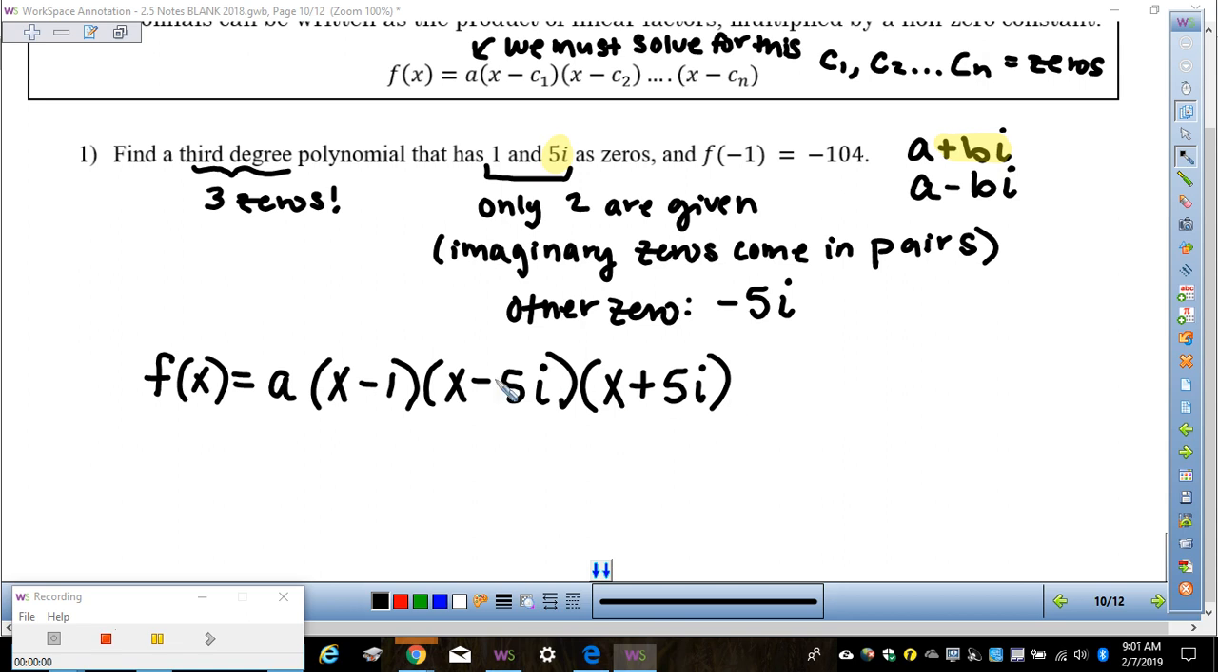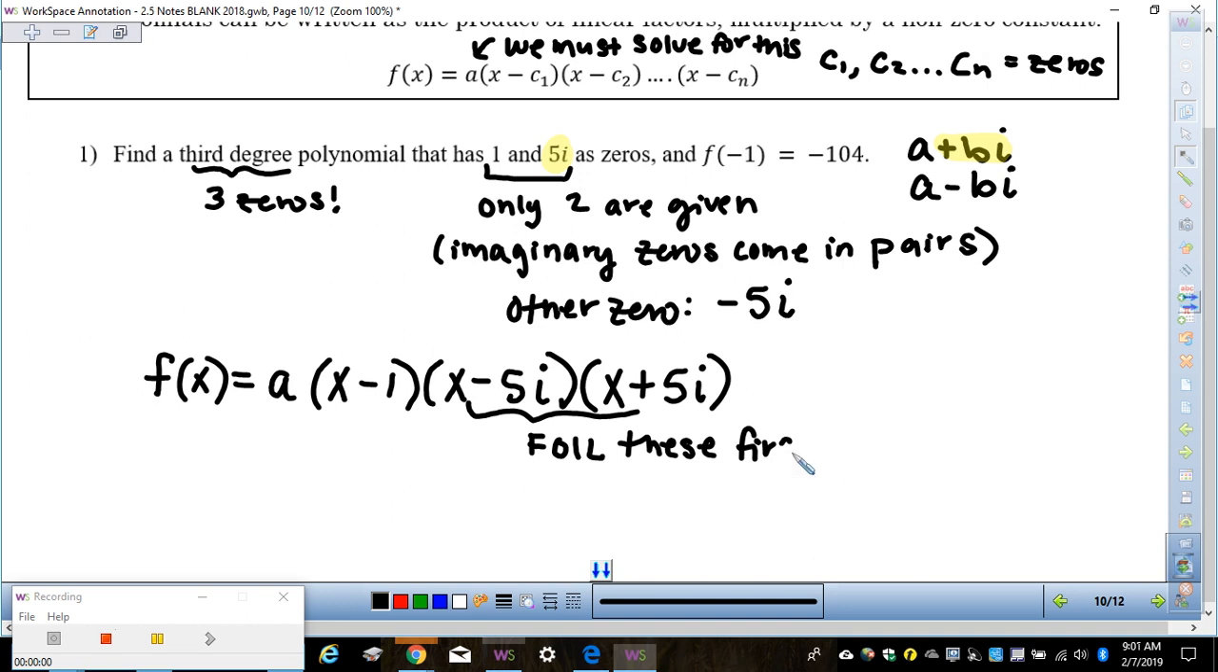Now the next step is to multiply this out. And my suggestion for you is to first multiply together the two factors that involve the imaginary zero. Things are going to cancel really nicely for us if we do these two versus trying to go in order from left to right. We'll still get there eventually, but it's going to be a little bit more work. So let's make a note here that we're going to FOIL these together first.